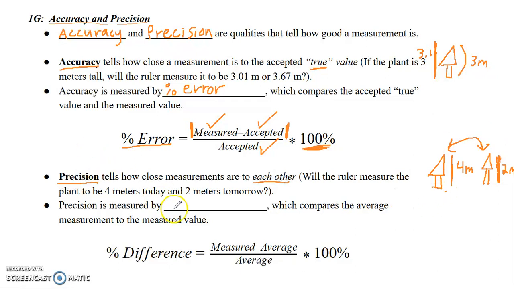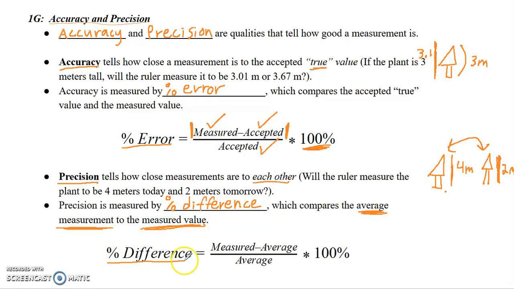So precision is going to be measured by percent difference. I'm going to abbreviate it with the percent sign. Percent difference is going to compare your average measurement. So if you were to take all of your measurements and average them together, it's going to compare that to a particular measurement. So it's going to compare one measurement to the average of all your measurements.